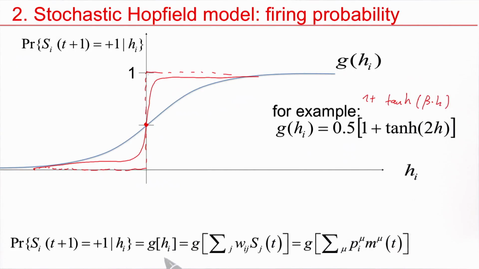So the total input is this h. This is this axis here. That's my total input. The total input is the sum over all the neurons. But since the weights are the same as before, since the state of the neuron is still plus minus 1, I can still define my overlaps as before, and I still get the same equation as before. So the only thing that has changed is the output.